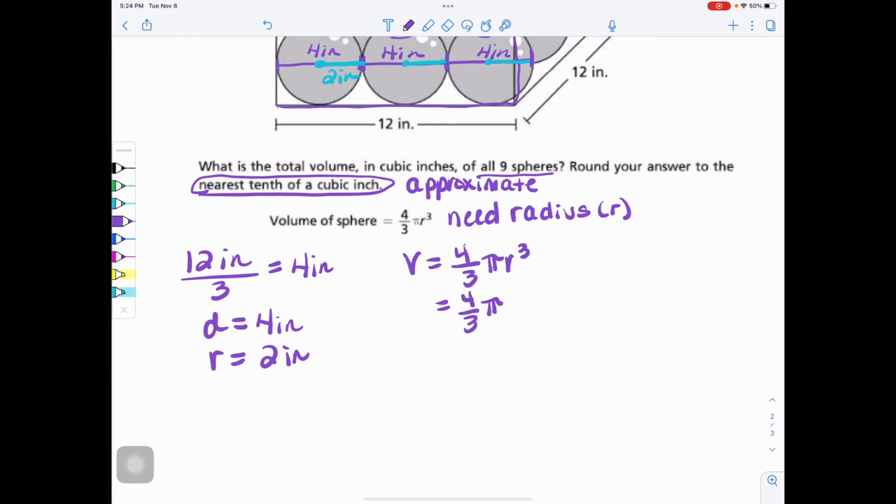4/3 pi, and our radius is actually 2. We know that now, so I'm going to put 2 in, and it's going to get cubed, which means this is 4/3 pi, 2 cubed is 8. So now I can do 4/3 times 8, and I'm just going to leave it in terms of pi right now. I'm going to get 32/3 pi.